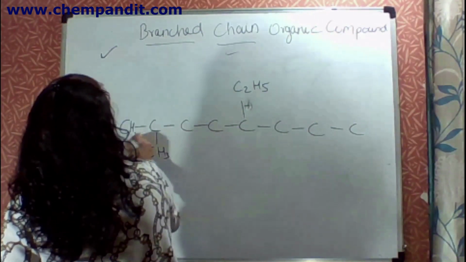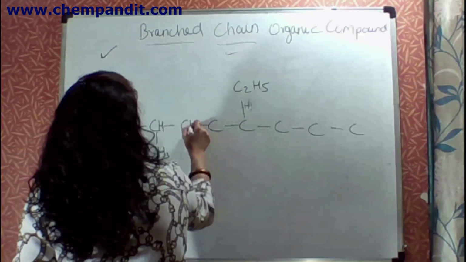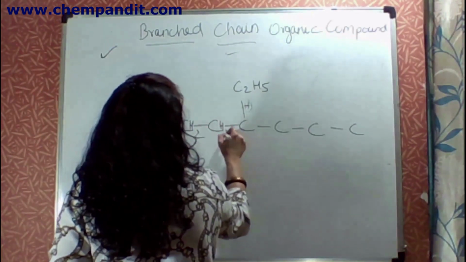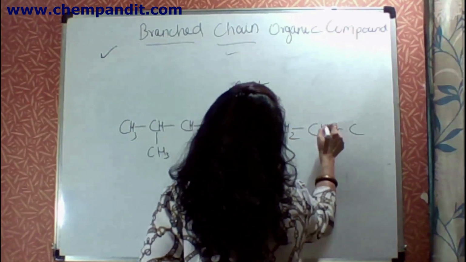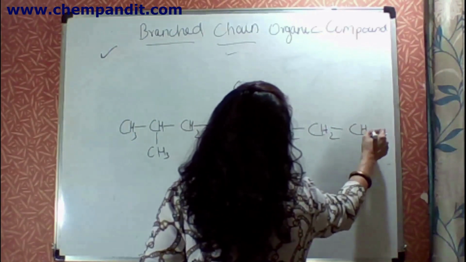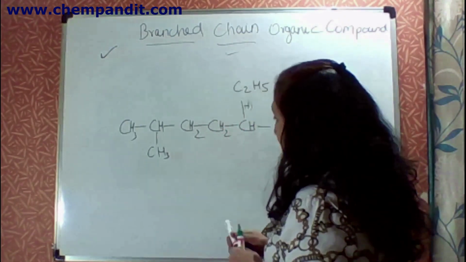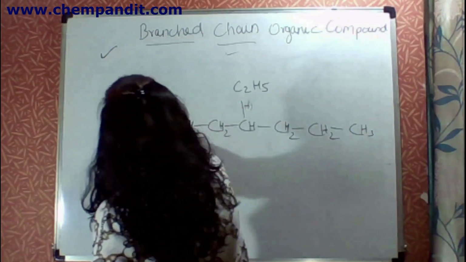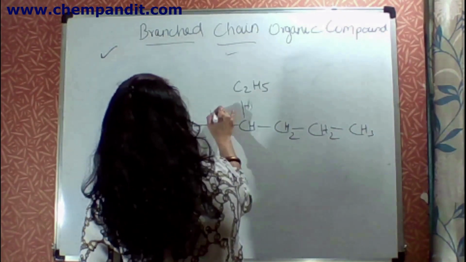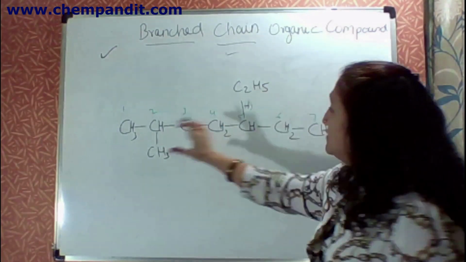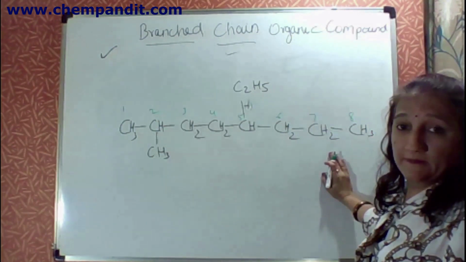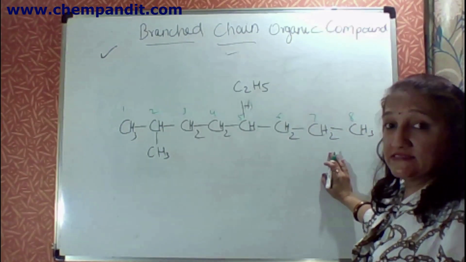First of all, let's fill the valencies. Valency of carbon, CH2, CH2, CH, CH2, CH2 and CH3. Let's start numbering from left to right. 1, 2, 3, 4, 5, 6, 7, 8. This is the longest chain that we have taken.